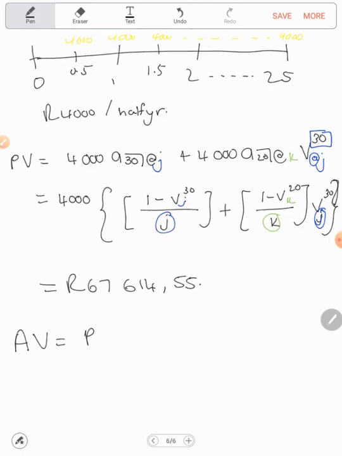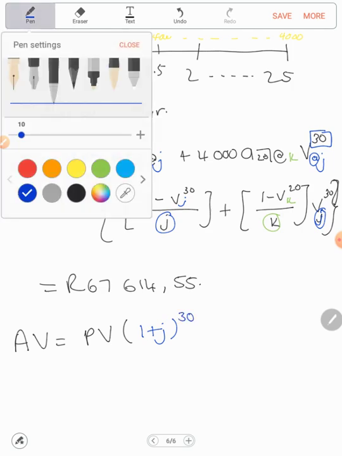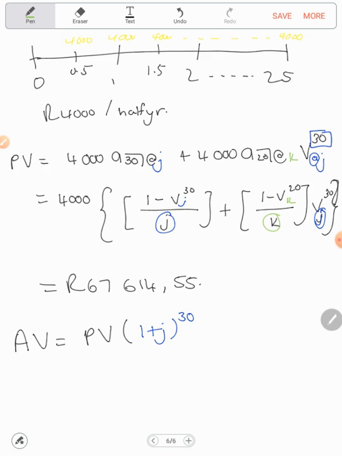So we've got our present value at time 0. We have to take it all the way to time 25. So we will accumulate with J, which was our interest rate for the first 15 years. And that will be for 30 terms. And then we will also have to accumulate for the last 10 years with K.